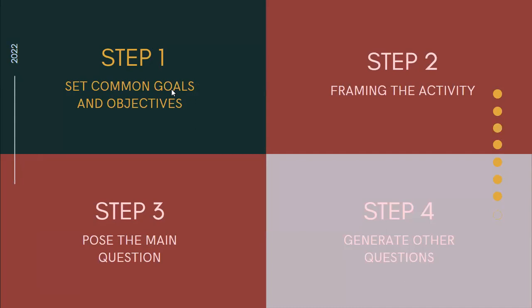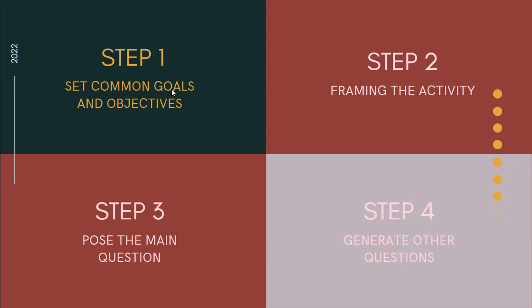The second step is framing the activity. In this case, there is going to be a line of discussion that will be followed without leaving the topic. The brief presentation of any ideas is made taking into account the question that is being discussed. The third step is to pose the main question. It is the question around which the discussion will revolve. It has to be a motivating question which generates the interest of the students.